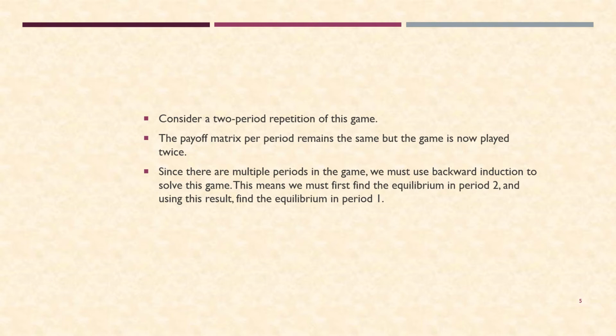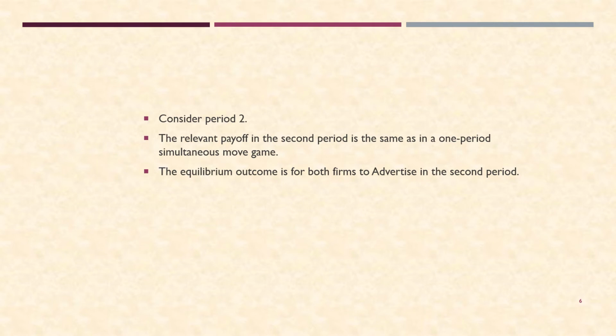Since there are multiple periods involved, we must use the logic of backward induction to solve this game. Backward induction means that if there are multiple periods in a game, we first analyze the last period followed by the second last period and so on. Let us therefore determine the equilibrium in period 2.